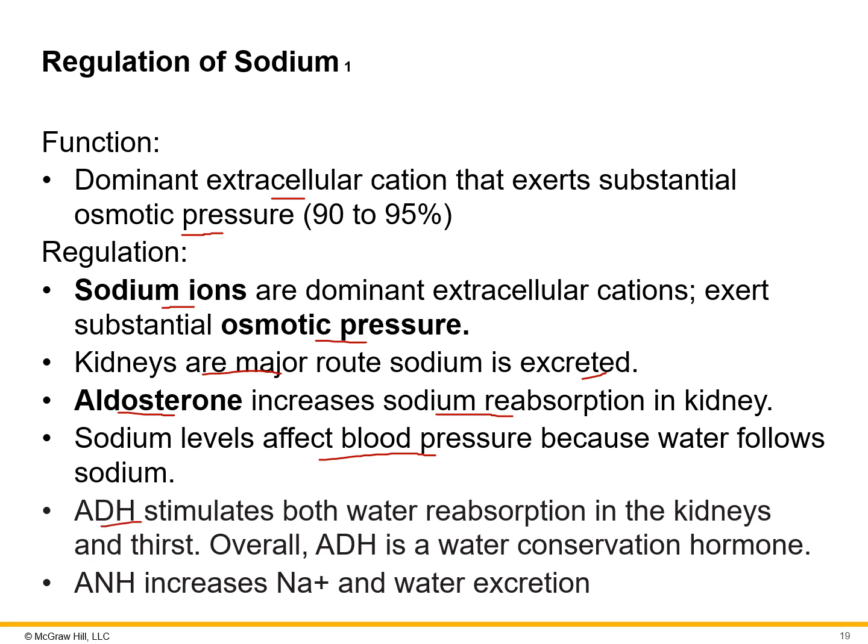And then antidiuretic hormone stimulates both water reabsorption in the kidneys and triggers that thirst reflex to bring more water in. So it helps conserve that water. And then the ANH increases the sodium and water excretion, so getting rid of it if there's too much. So again, if there's hypertension, high blood pressure, we need to remove some of that water from the blood.